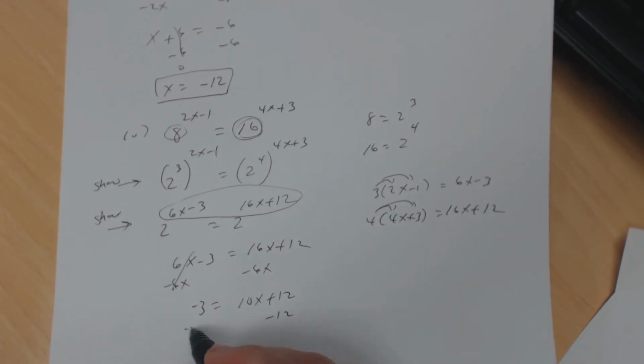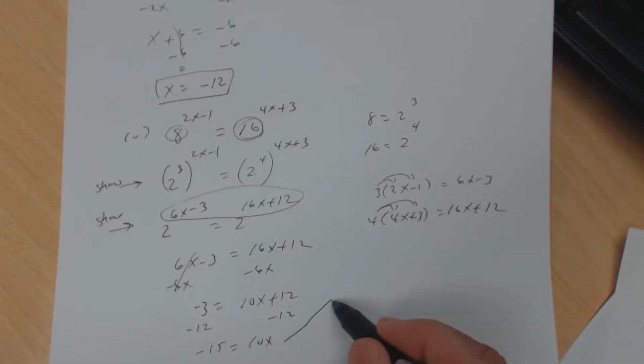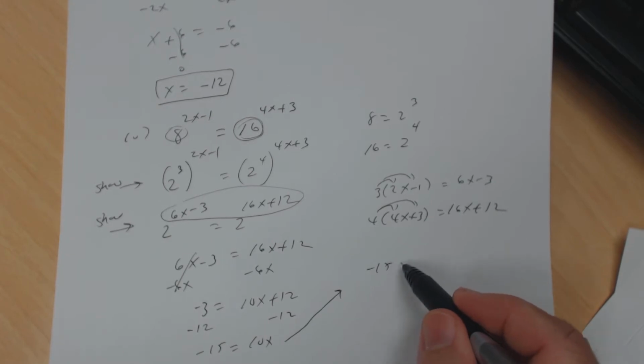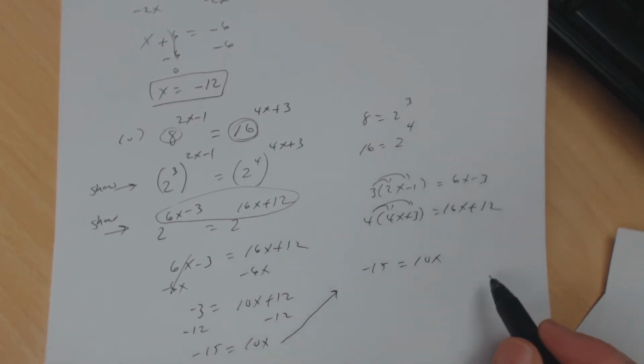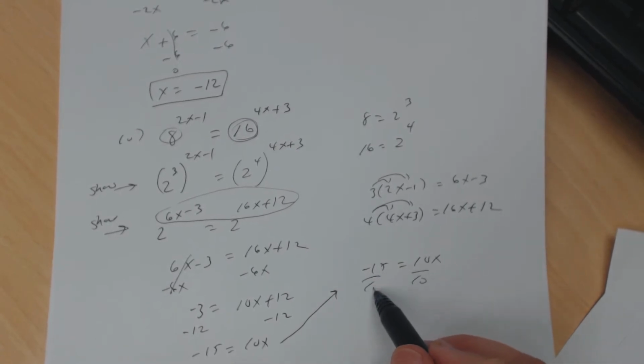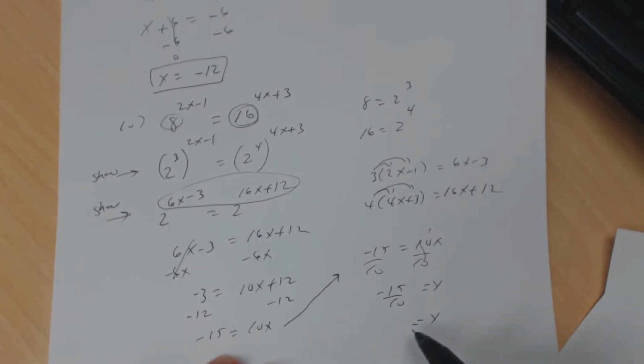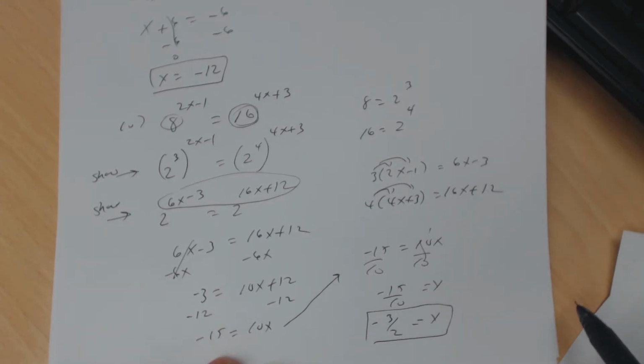Subtracting 12 from both sides, I get negative 15 equals 10x. I'm going to go ahead and rewrite it here. Getting x by itself, you can divide both sides by 10. And so I get x to be negative 15 tenths, which reduced is negative 3 halves. So that's x. So x is negative 3 halves.